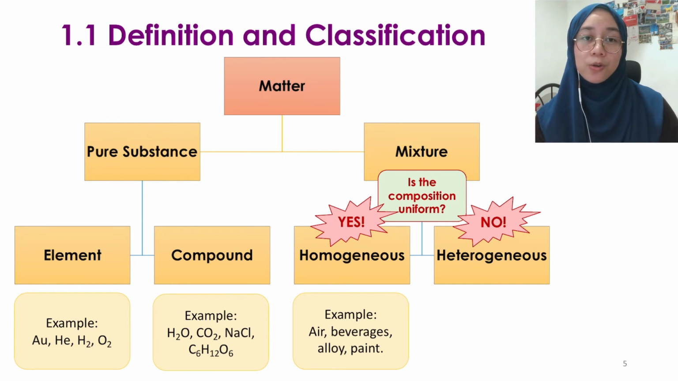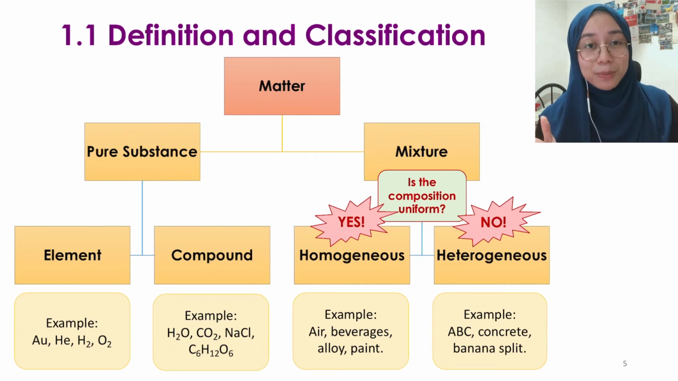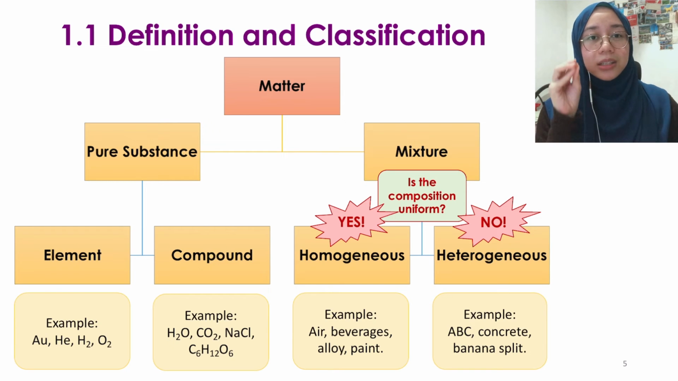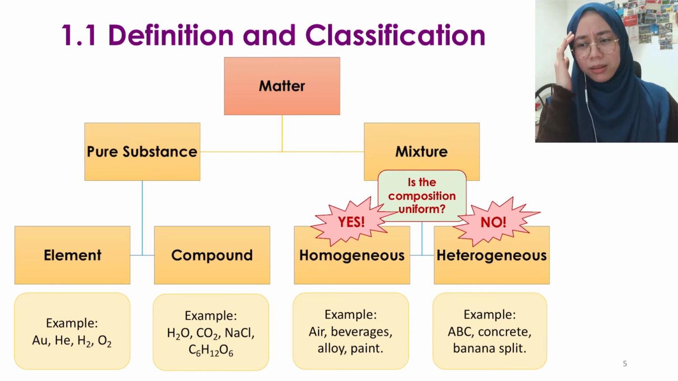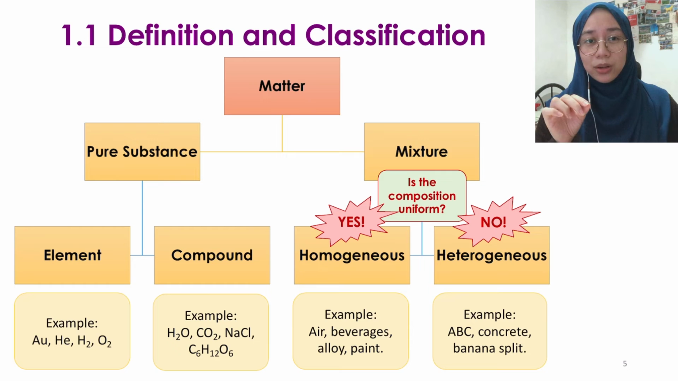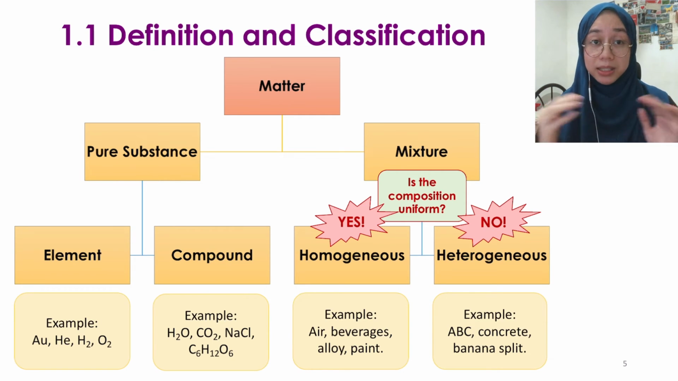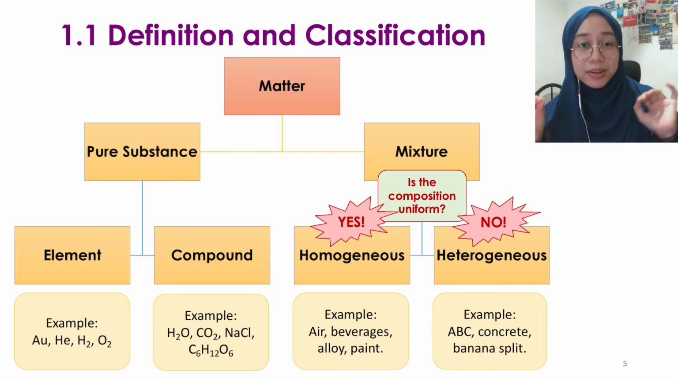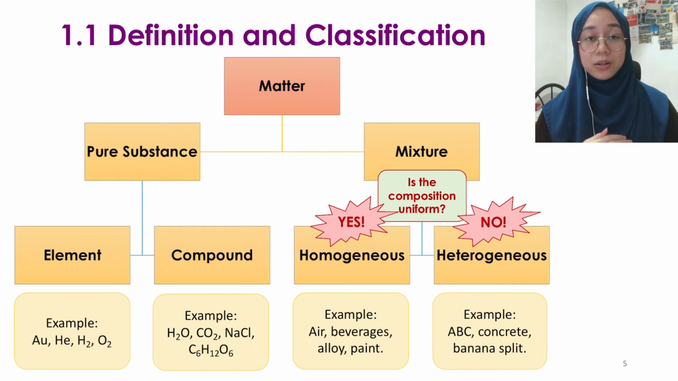So usually contoh yang diguna pakai kat sini adalah makanan lah sebenarnya. Okay, so for example macam ABC, ais batu campur. Okay, you can actually differentiate the cendol, the jagung, apa lagi yang ada dalam ABC, macam-macam lah, gula dia kan, gula merah dia tu, macam-macam lah. Okay, konkrit sebab kita boleh tengok dia punya pasir, ada batu, so kita boleh differentiate dia. Banana split, ada pisang, ada ice cream, ada cherries, ada syrup dia. Therefore those are considered as the heterogeneous mixture.